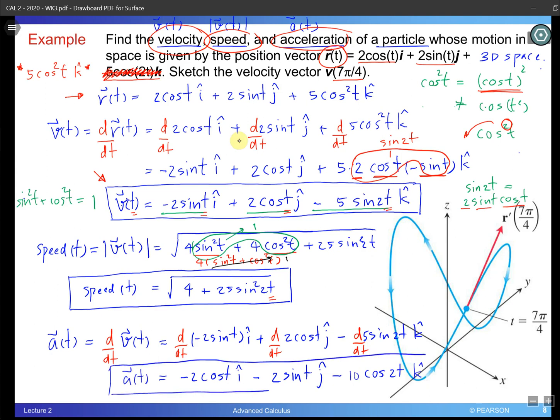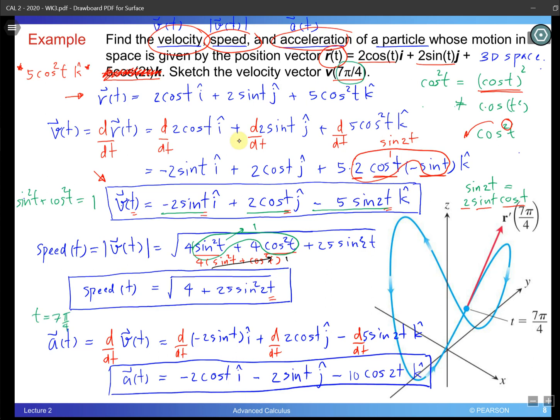Acceleration vector for this particle in the space. Alright, now some of you might ask, what if I want to find these values at a certain time? For example, what if I want to know the speed at t equal to 7 pi over 4? What if I want to find the speed at this t equal to 7 pi over 4?